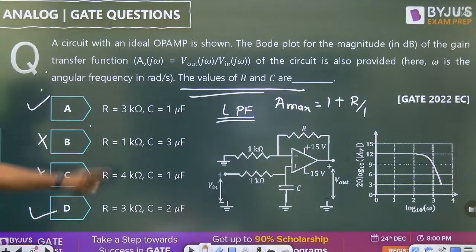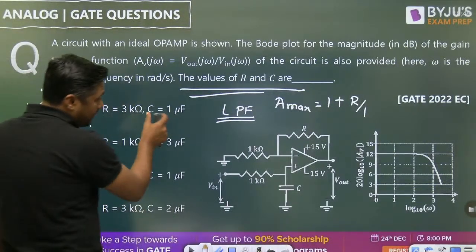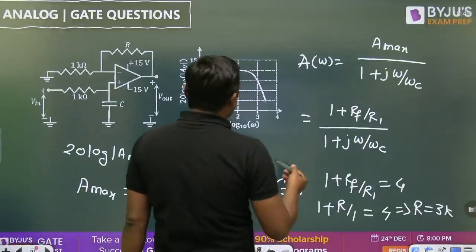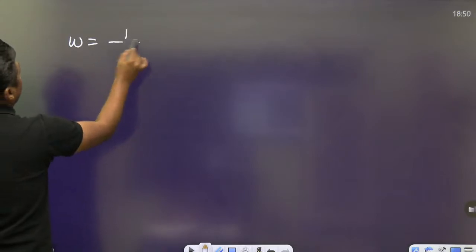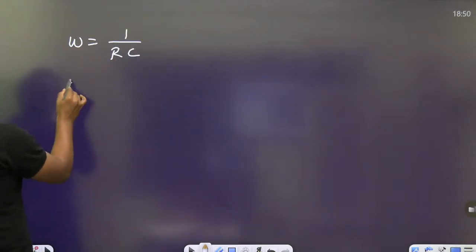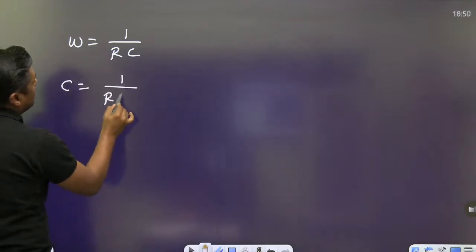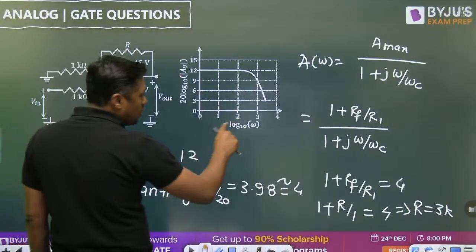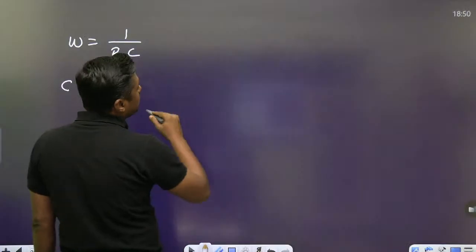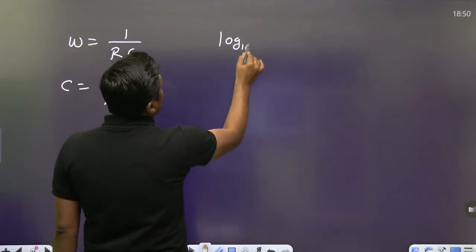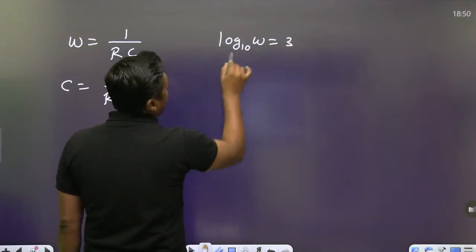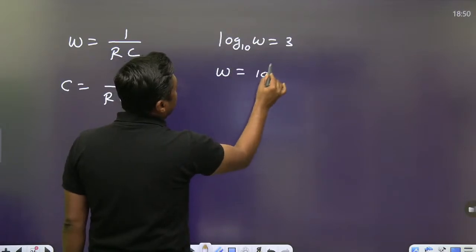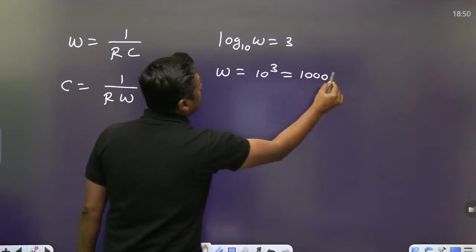Now second, we have to find the value of the capacitor. What is omega for this diagram? Omega is given by 1 by RC. You have to find the value of C. Then C is equal to 1 by R omega. So what is omega? It is given in log scale. Log base 10 of omega is equal to 3. Taking the antilog, it becomes 10 to the power 3, that is 1000 radian per second.